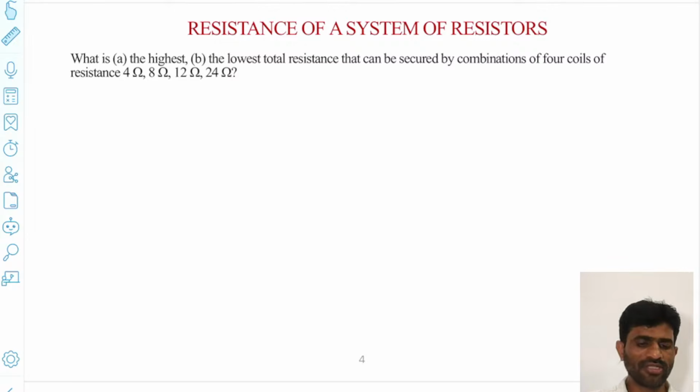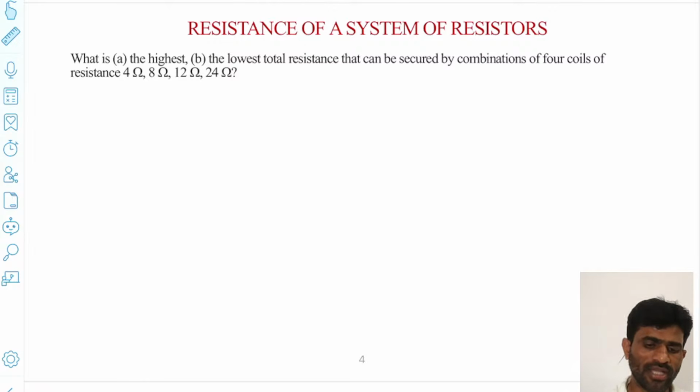You are given 4 resistors: 4, 8, 12, 24. Ashrit, good, correct. When you want the highest resistance, we have to connect all the 4 resistors in series connection. When you connect all these 4 resistors in series, what will be the total resistance? Yes, Ashrit is correct. When you want the lowest resistance, you should connect all of them in parallel.